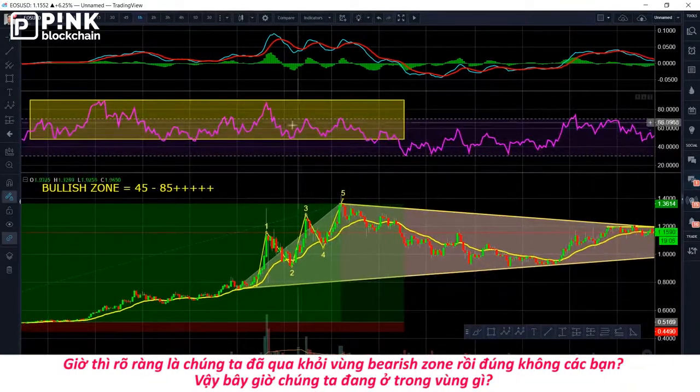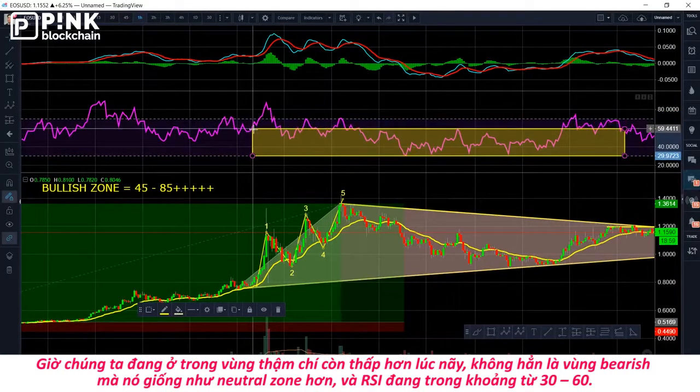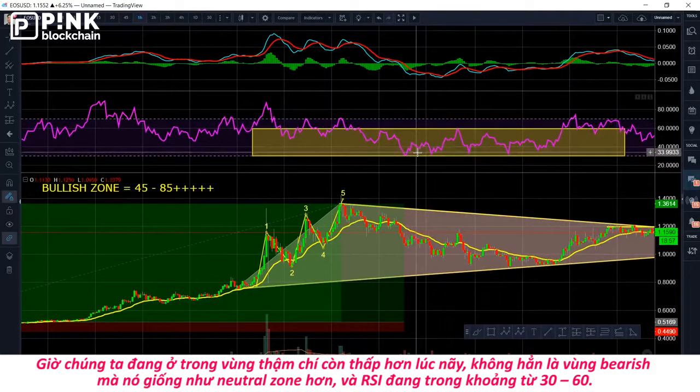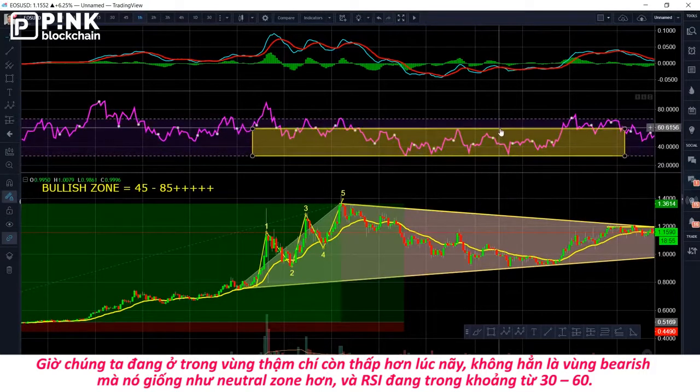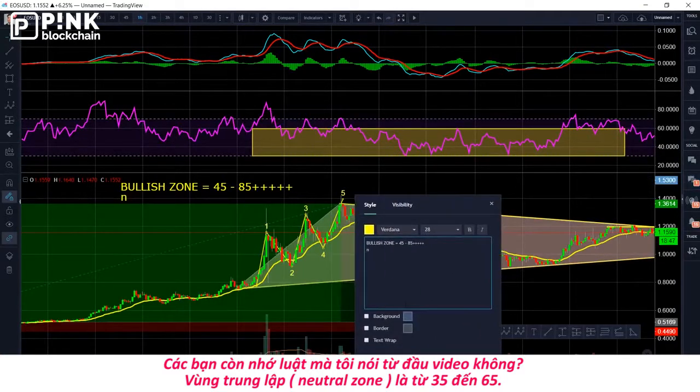Now that we have clearly left this bullish zone, right, guys? What zone are we in now? We're now in a more bearish zone. Not really bearish, but more of a neutral zone. What is my RSI, guys? What is my RSI? Tell me. 30 and 60. Do you remember my rule that I said earlier? Neutral zone is equal to anywhere between, say, 30, 35 to 65, around there, or, you know, 30 to 60, something like that. Okay, guys?